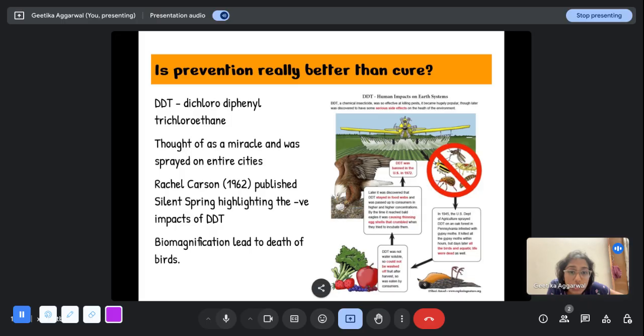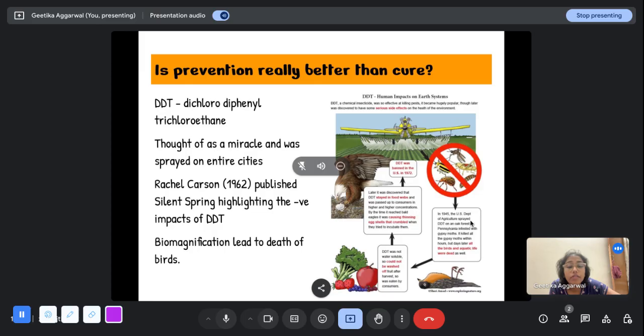And what happened was that eventually Rachel Carson, in 1962, published her book called Silent Spring, in which she highlighted all the negative impacts of DDT. DDT was leading to biomagnification. It's a chemical insecticide, and it was so effective at killing pests that it became very popular. And later it was discovered that it has some serious side effects.